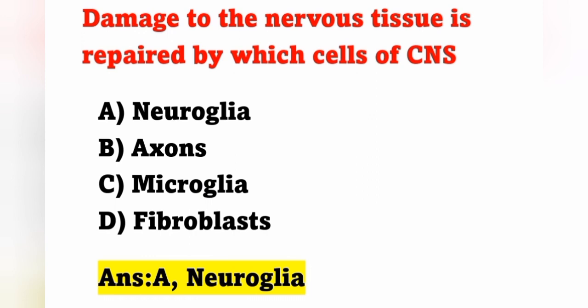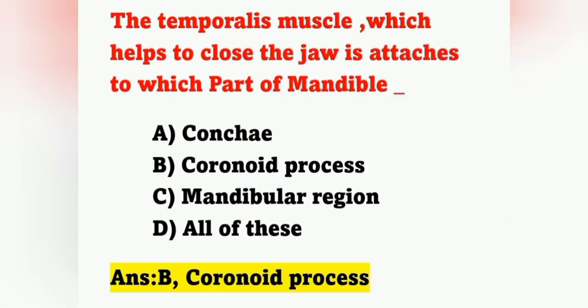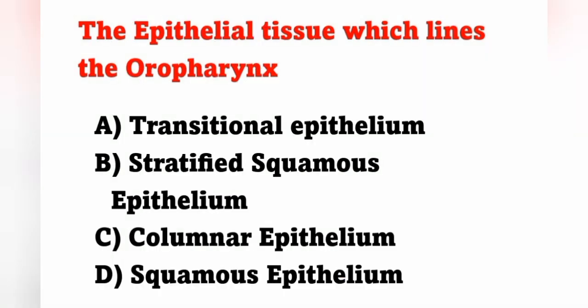The next question, the temporalis muscle, which helps to close the jaw, attaches to which part of the mandible? Options: option A condyle, option B coronoid process, option C mandibular region and option D all of these. The correct answer is coronoid process. The temporalis muscle helps to close the jaw and is attached to the mandible by the coronoid process. Option B.